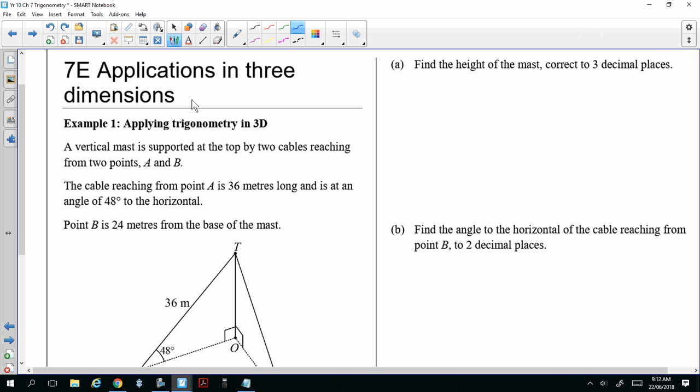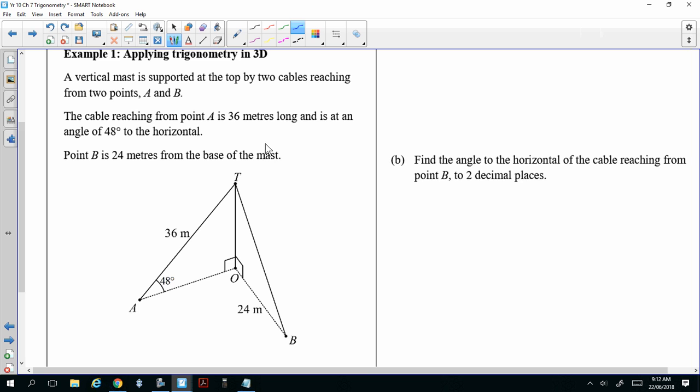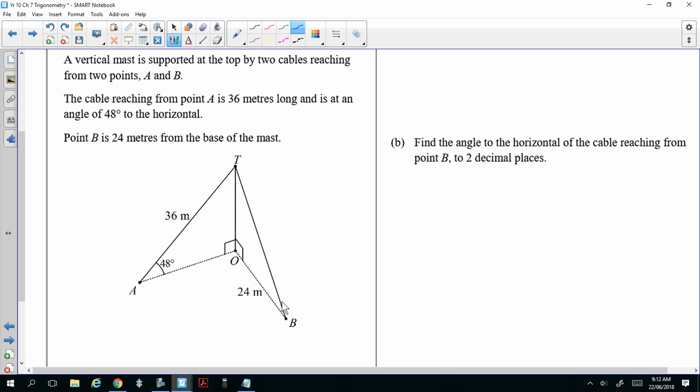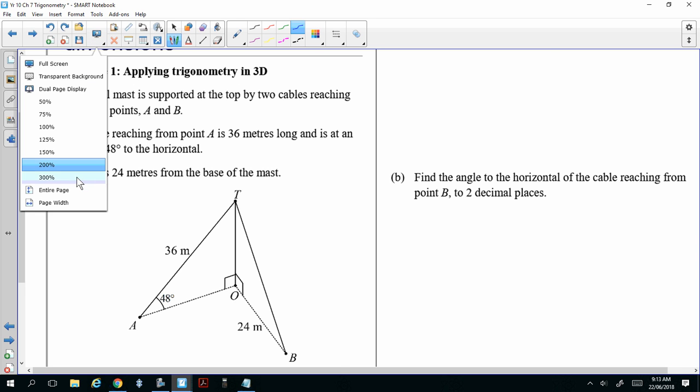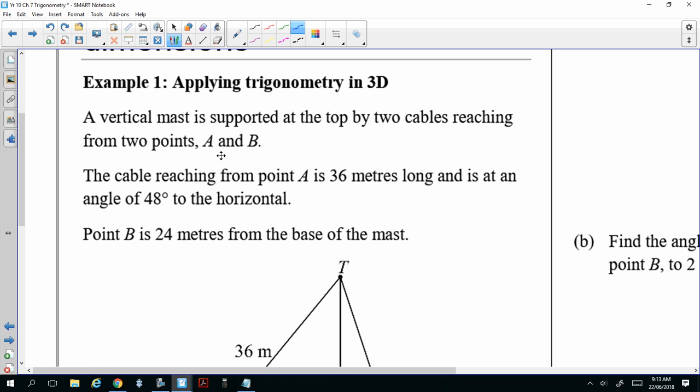Today we're going to look at applications in 3 dimensions. So we're going to look at a 3D diagram and then calculate angles and height. That's what we're going to do today. So, okay, let's look at the first bit.